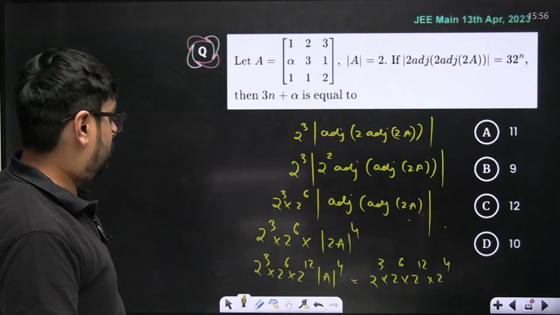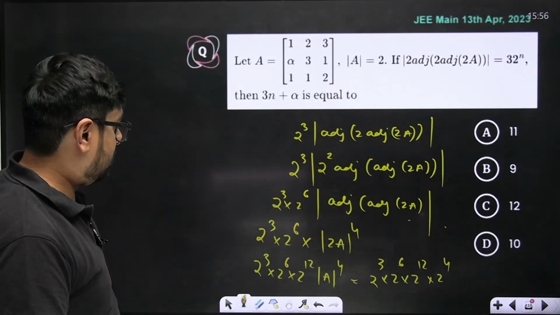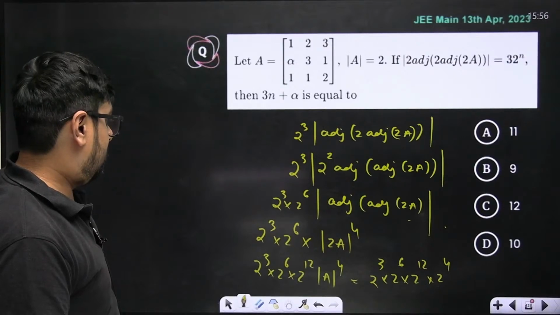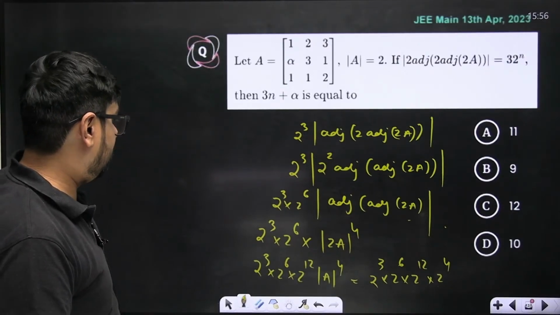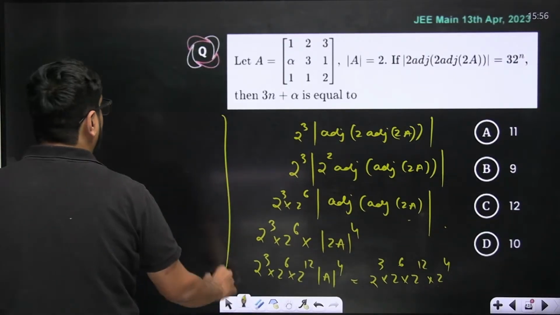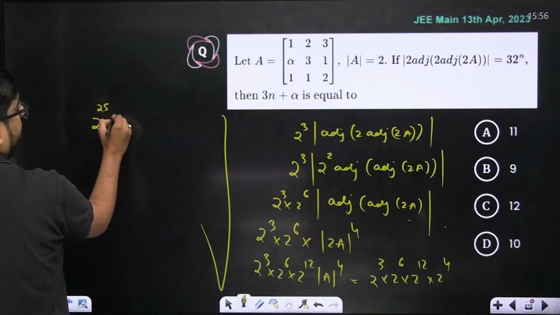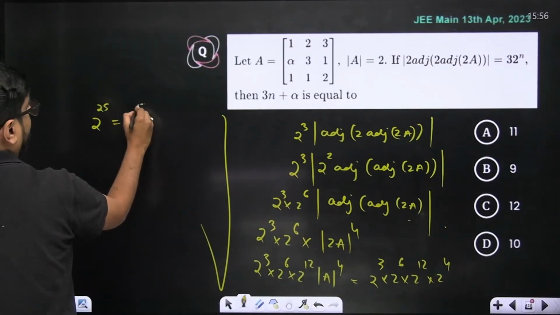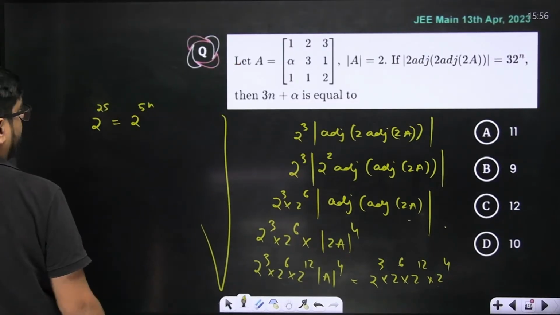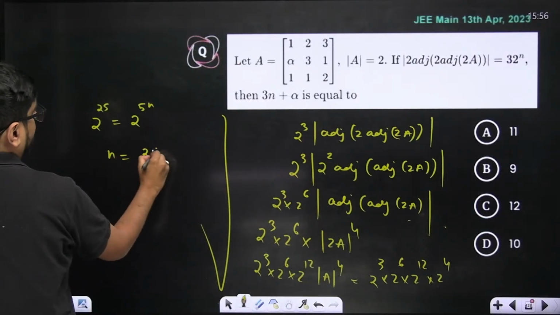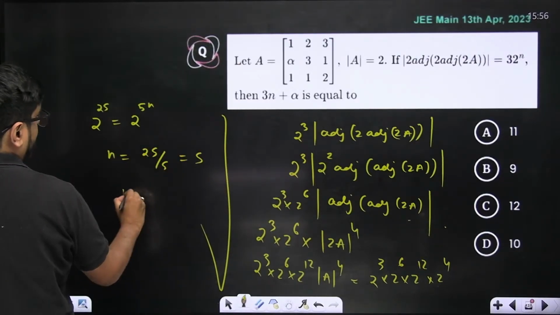So this becomes 6, 7, 8, 9. 16 plus 9, 25. 2 to the power 25. I hope we solved correctly. 2 to the power 25 is equal to 2 to the power 5n. 32n means 2 to the power 5n. So n will be equal to 25 by 5. That means 5. N is equal to 5.